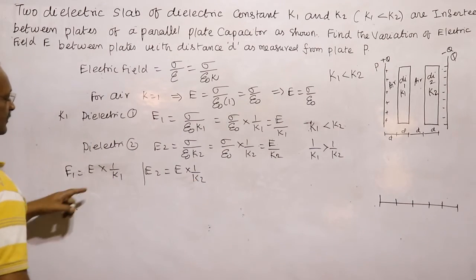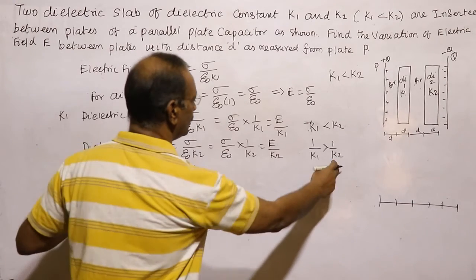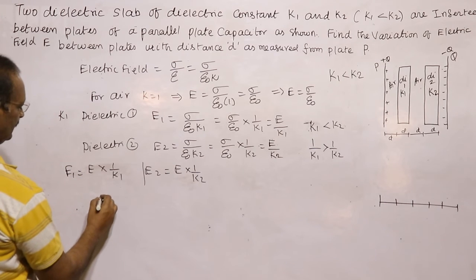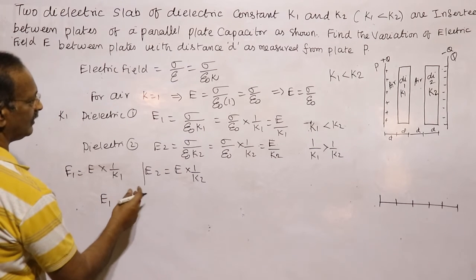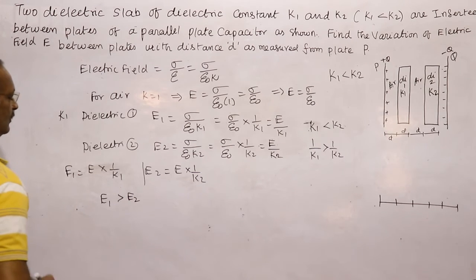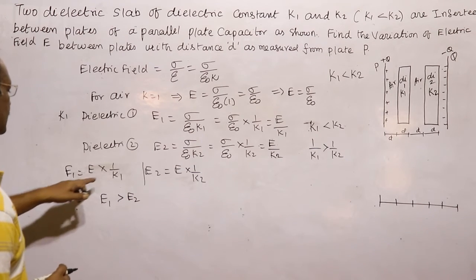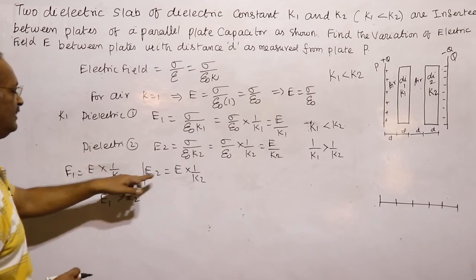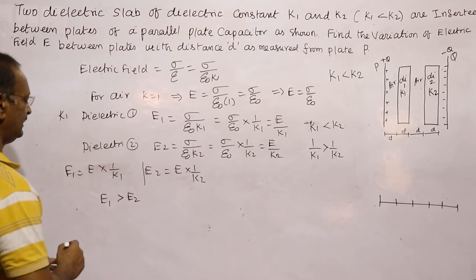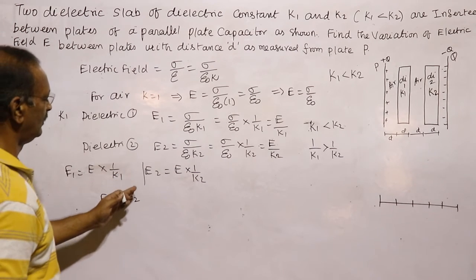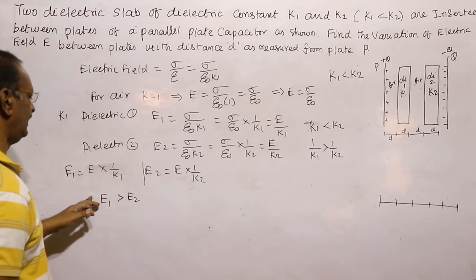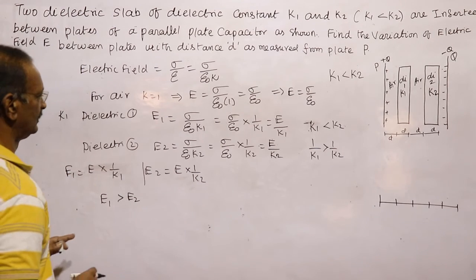So comparing these, 1 by K1 is greater than 1 by K2. It means E1 is greater than E2, because E1 is E into 1 by K1 and E2 is E into 1 by K2. If you take E common, then 1 by K1 is greater than 1 by K2, so E1 is greater than E2.